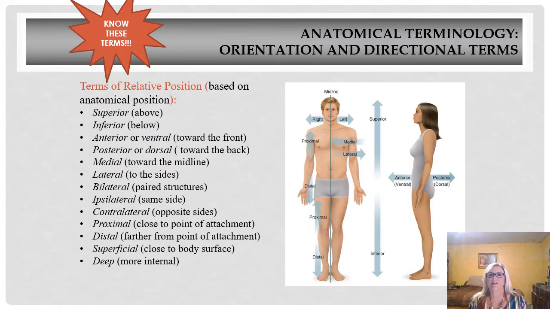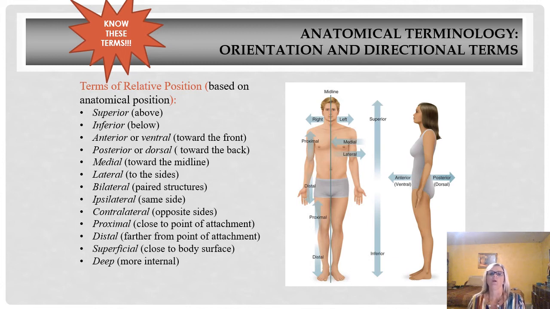Here are some of our orientation and directional terms. Let's look at these. Superior means above, and these are kind of in pairs. They're really important to learn. There's a lot more of these, but these are really important to learn. Superior means above another part. An example of that would be the thoracic cavity is superior to the abdominopelvic. Inferior means below, so the neck is inferior to the head, or below the head.